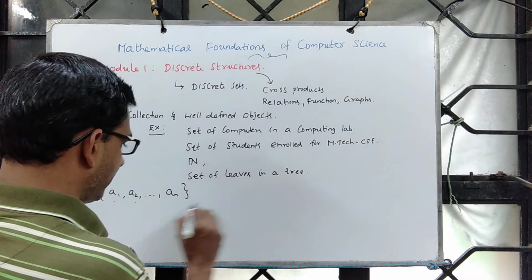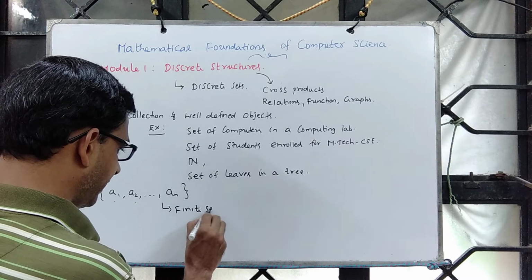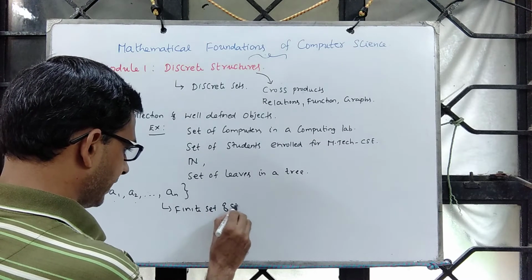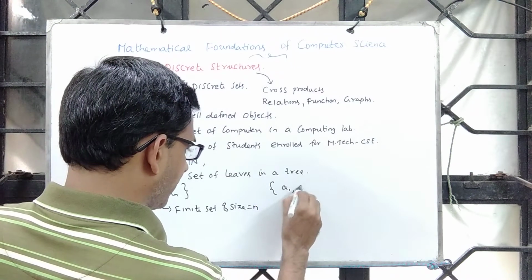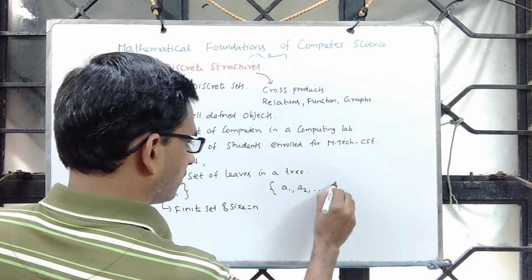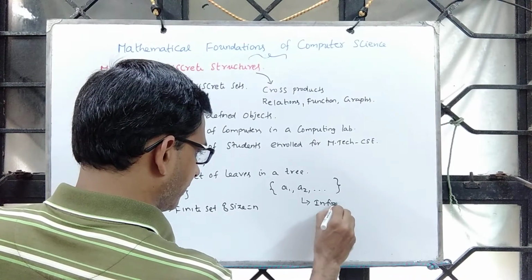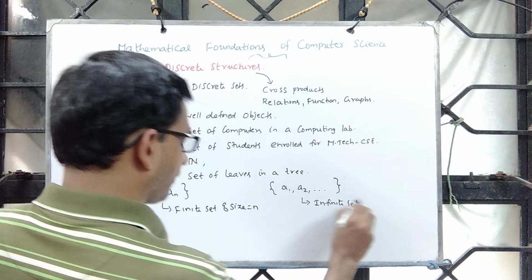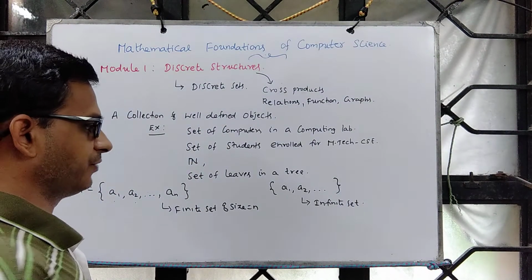A set could be finite or infinite. So this is an example of a finite set of size n. It could even be a1, a2, dot dot dot, which means this is an example of an infinite set. For example, the set of natural numbers is an example of an infinite set.